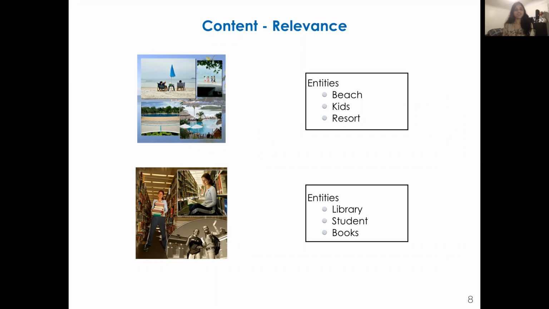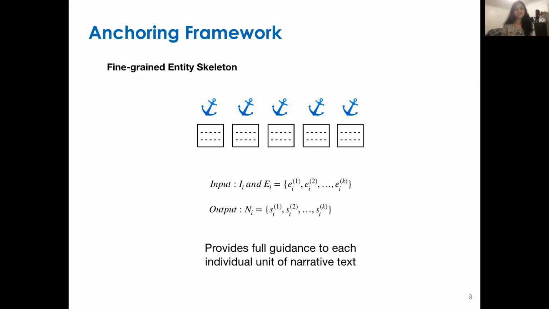For instance, the first set of images, the entities include something like beach, kids, resort, umbrella, etc. And for the second set of images, it includes something like library, students, books, etc. In order to achieve this, we introduce a mechanism called anchoring. Now, what is anchoring? It is something that provides a reliable and principled support by holding it consistently and firmly.